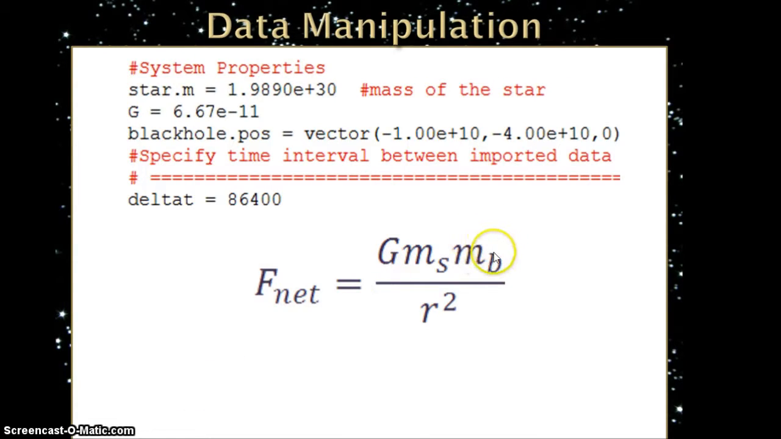To determine the mass of the black hole, we first need all the other pieces of the equation. We know the gravitational constant and the mass of our star. We also know the position of our black hole, and as mentioned earlier, we have position data for our star taken at regular time intervals, which we can analyze to find our final piece, the net force. To make these calculations manageable, we will do them in a VPython computer code. Here is the first part of the code, where we establish initial conditions.